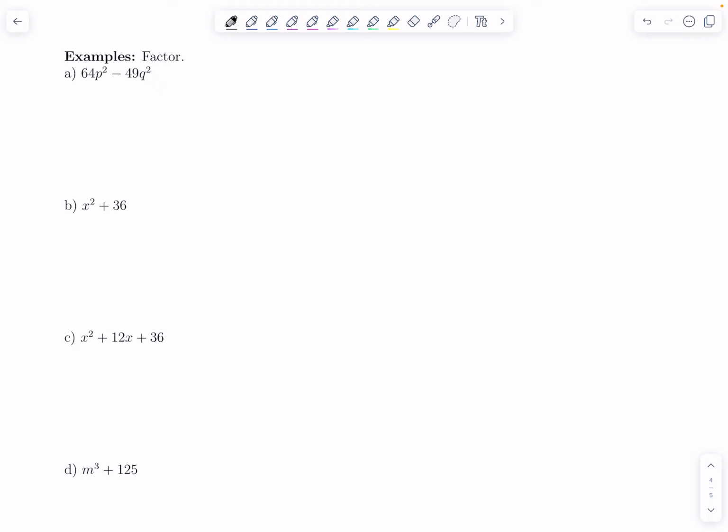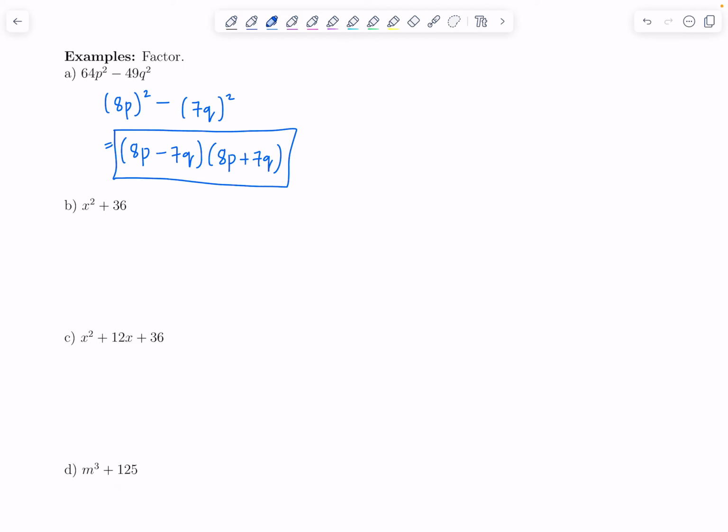Okay, factor 64p squared minus 49q squared. So I look, it's two terms, there's subtraction. It's either a difference of squares or a difference of cubes. It's a difference of squares, I can tell. So let's rewrite it as 8p quantity squared minus 7q quantity squared. And then this is going to factor into conjugate pairs. So 8p minus 7q times 8p plus 7q. And we're done. That's it. Good?